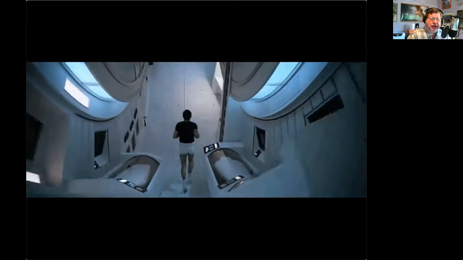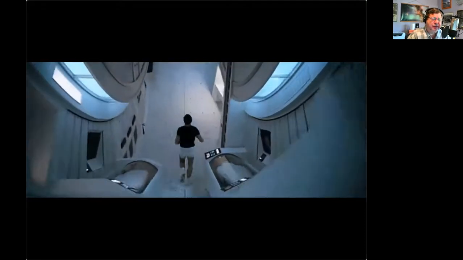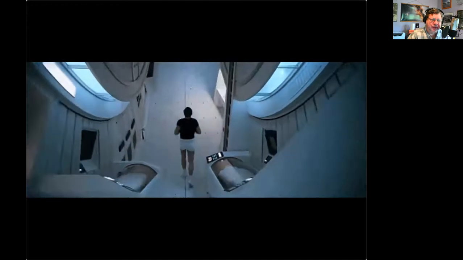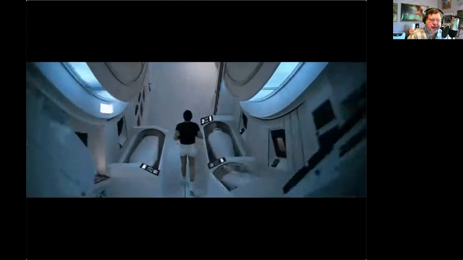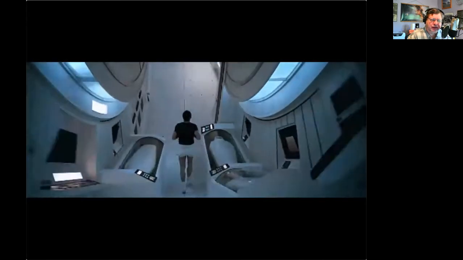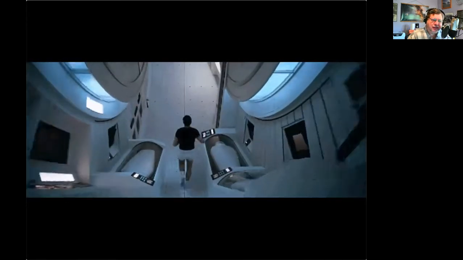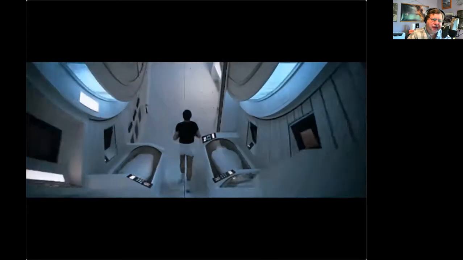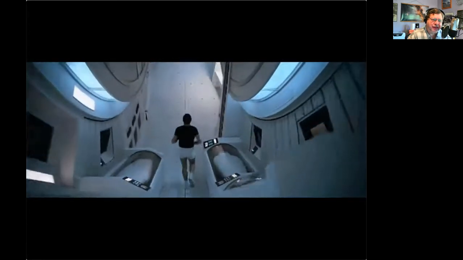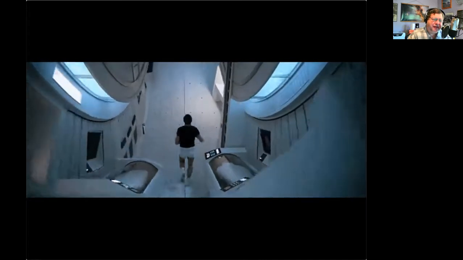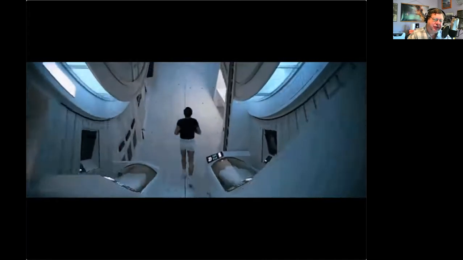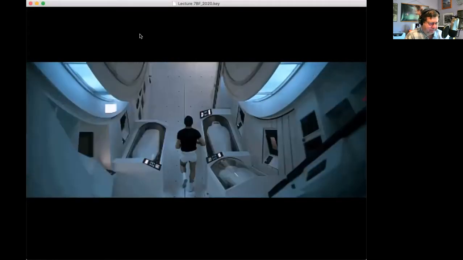So here we've got a clip from the movie 2001, which was made in the 1960s. It's the greatest film ever made in the history of cinema. Not that I have an opinion about that. What this is, you have an astronaut running in a rotating spaceship. And so it feels like he has gravity, but in fact, it's just a Ferris wheel that's rotating around, okay?